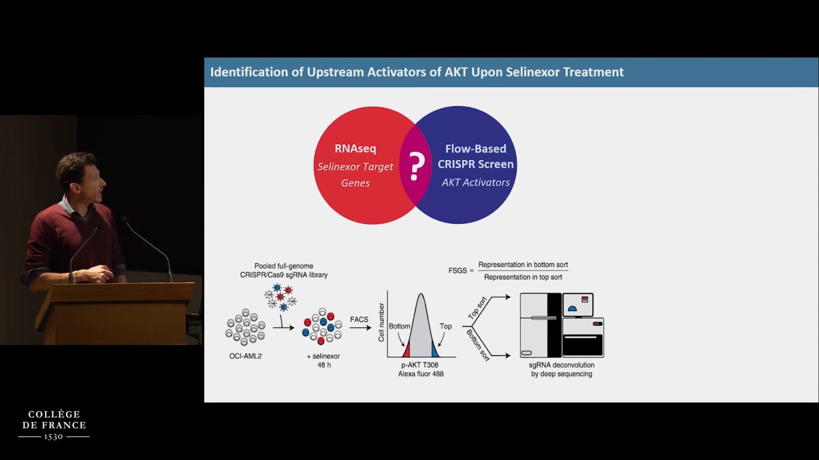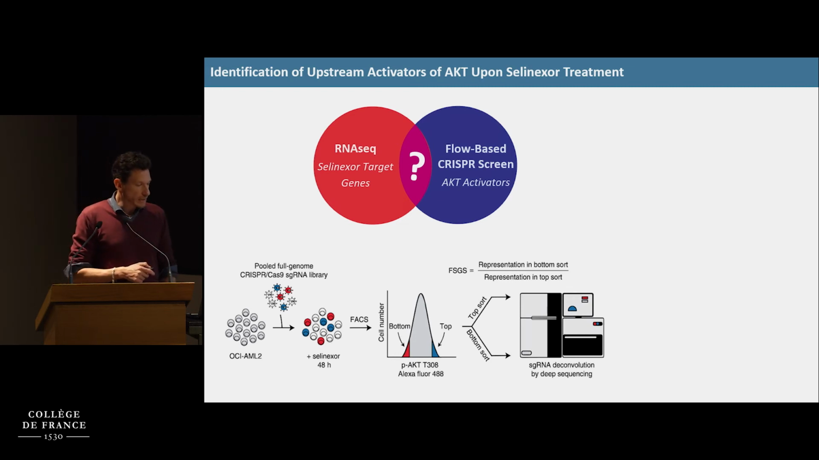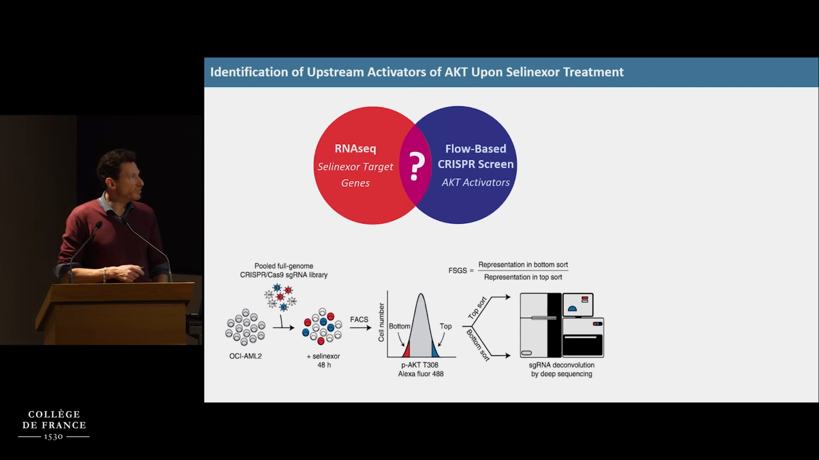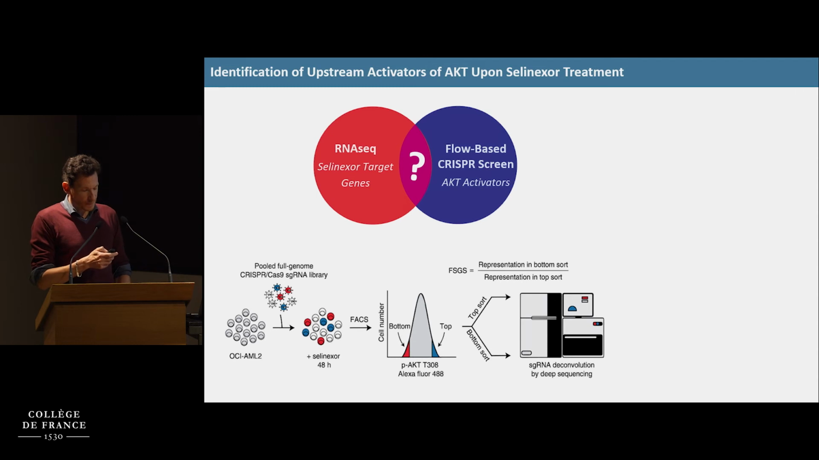We took OCI-AML2 cells that we transduced with a library targeting the full genome, and then we treated those cells with selinexor for 48 hours prior to sorting by cytometry the bottom part of the population, which are the cells that are possibly activated by selinexor on the AKT signaling, and the top portion of our population, which was constituted of cells on which the selinexor inhibits AKT signaling.